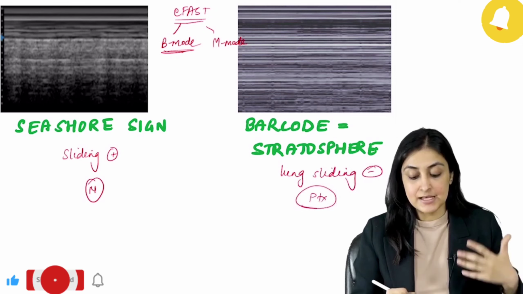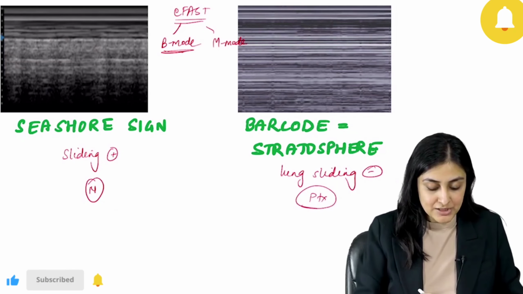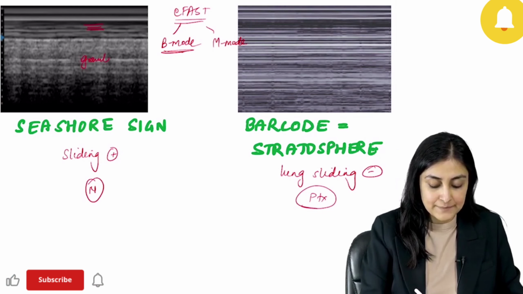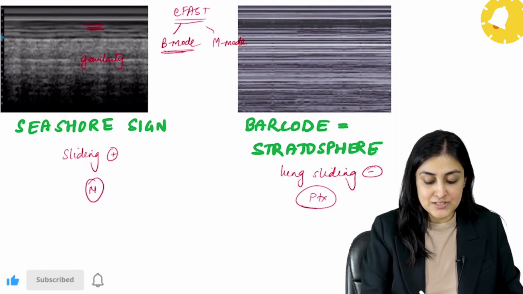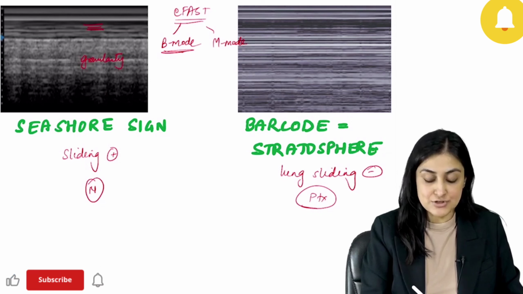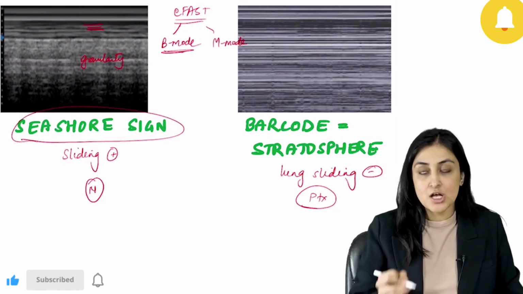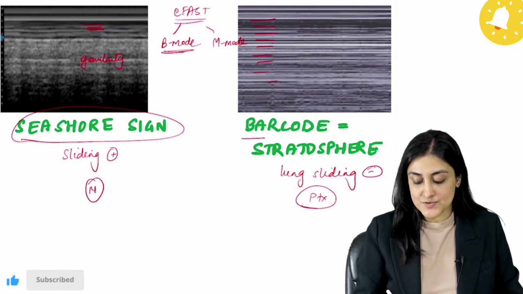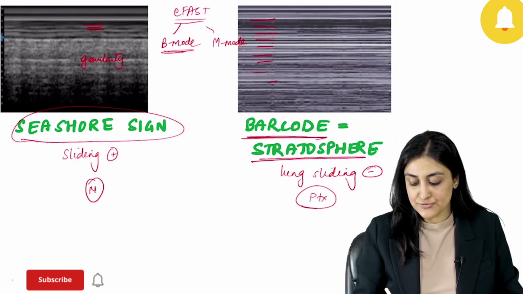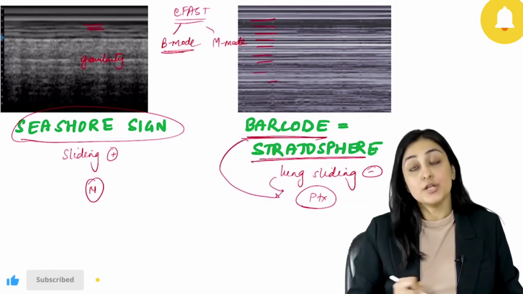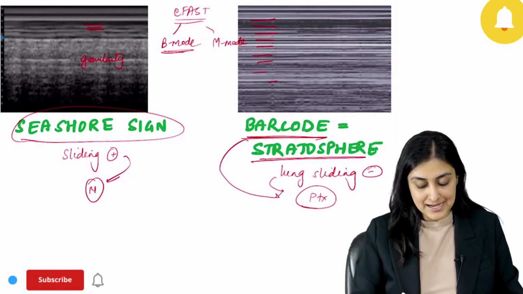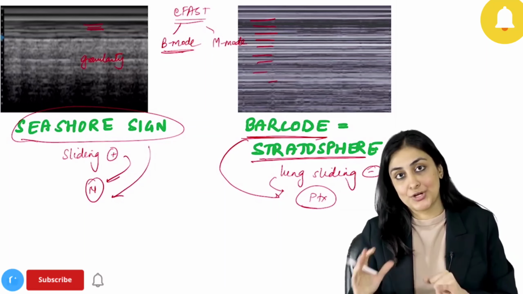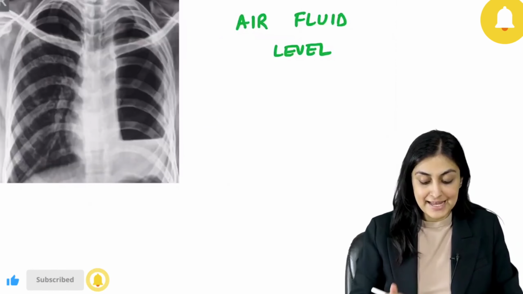When you do M mode examination and you find this, that there are lines and then there is granularity which resembles a beach, right? So these are waves and this is the beach, seashore. This is called as seashore sign. On the other hand, when you just see lines all over, that is called the barcode or the stratosphere sign, again seen in pneumothorax. Okay, so these are the signs you have to remember on ultrasound for normal lung versus pneumothorax.